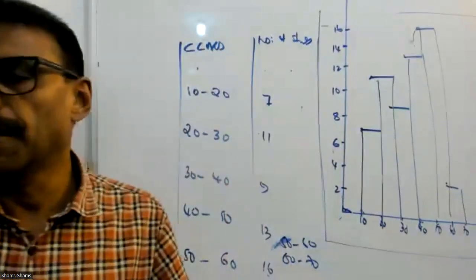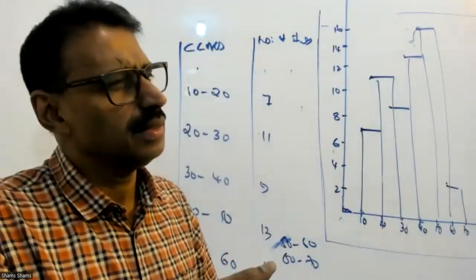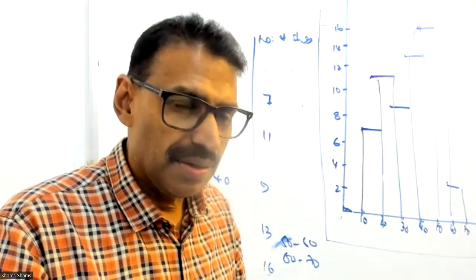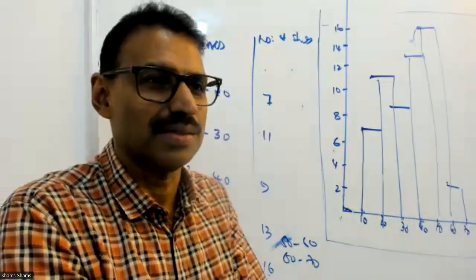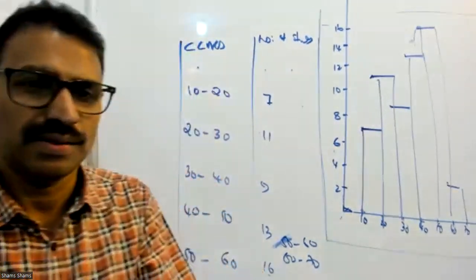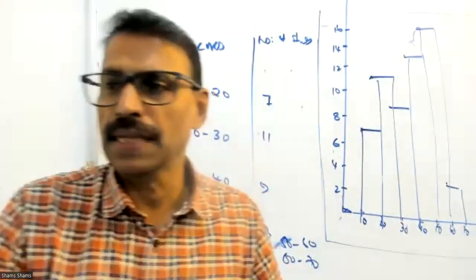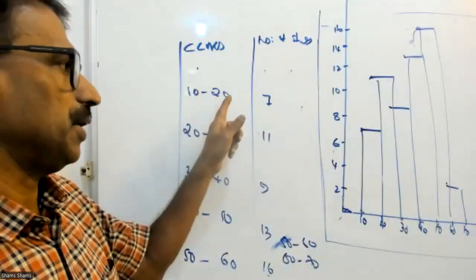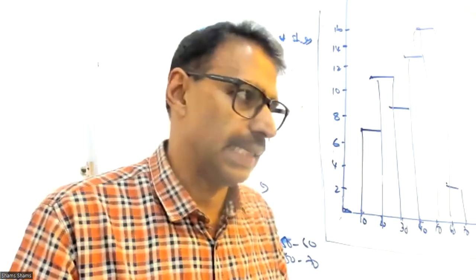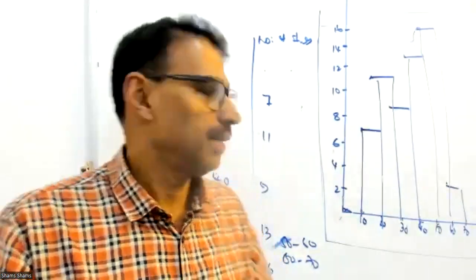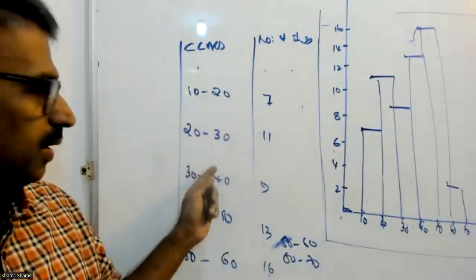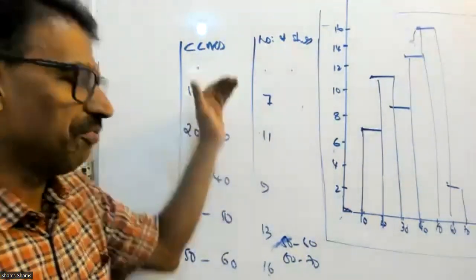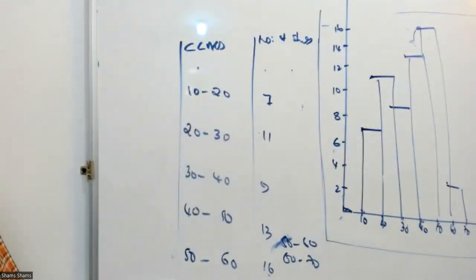Frequency polygon is marked against the class mark. Class mark means what? Check the note. Class mark is upper limit plus lower limit divided by 2. 10 plus 20 is 30, 30 divided by 2 is 15. Next is 25. This one is 35. Then 45. All have a difference of 10 only.